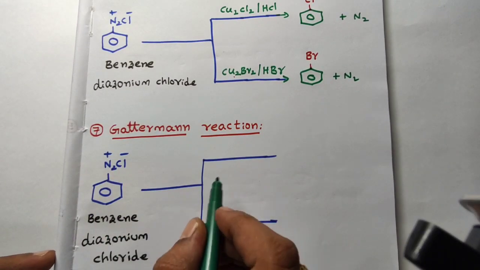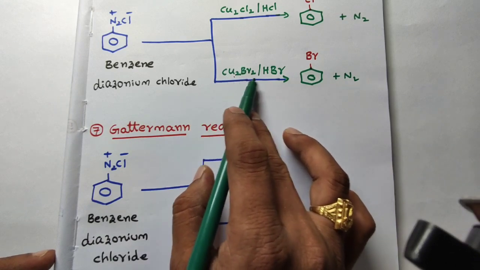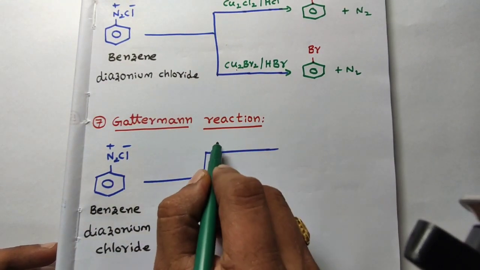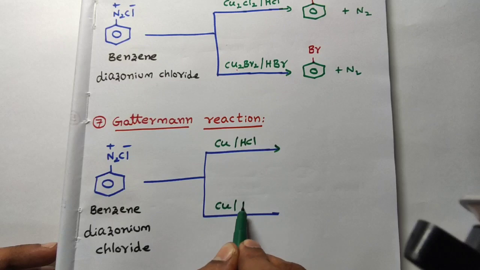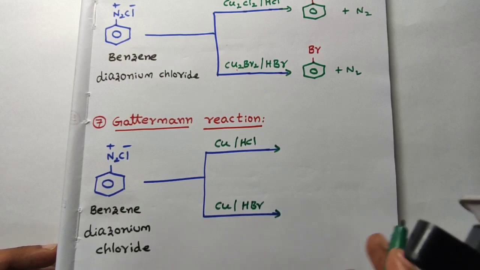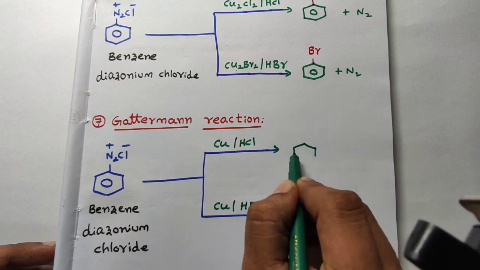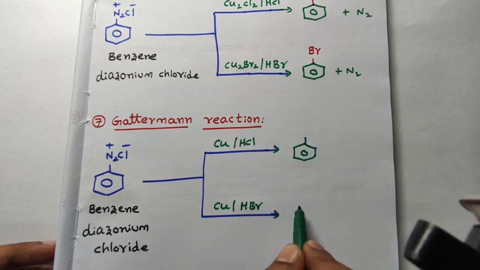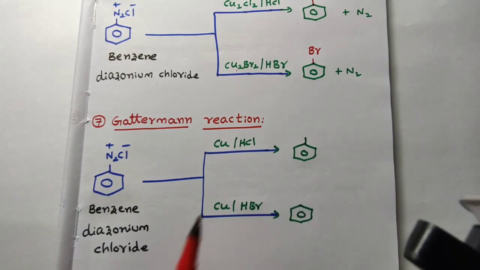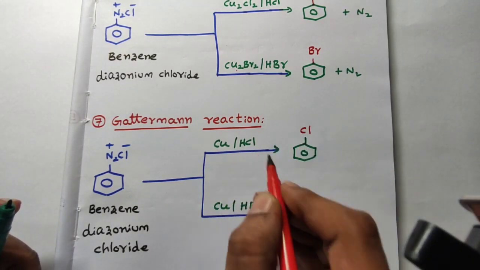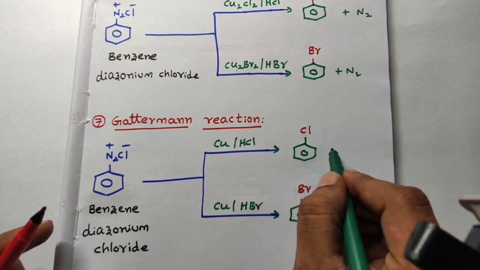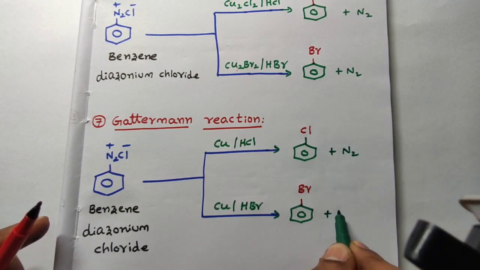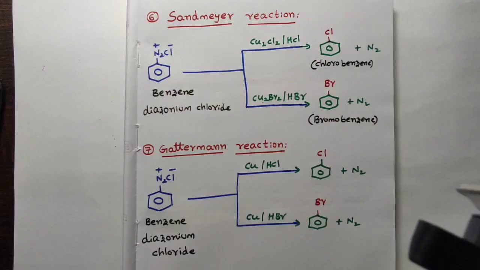In Gattermann reaction, what I told? Here it is same to same, but cuprous halides are replaced by copper powder. So first copper powder with HCl, next copper powder with HBr. I told you the reactants and products are the same in Gattermann and Sandmeyer reaction, right? So take the benzene ring. In the first case chlorine is introduced because HCl is there. In the second case HBr, bromine is introduced. Chlorobenzene and bromobenzene are formed, and the byproducts are nitrogen plus nitrogen. Got it, right? Now you can write both named reactions in your class notes and practice.